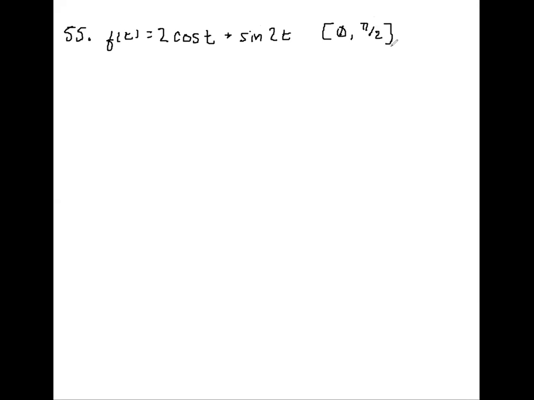Okay. So now I'm finding absolute min and absolute max. Step 1, derivative. What's the derivative of f of t? Start with 2 cos t. Derivative of 2 cos t. Is this going to be the chain rule? Do we need the chain rule for this? Just for at least this one.